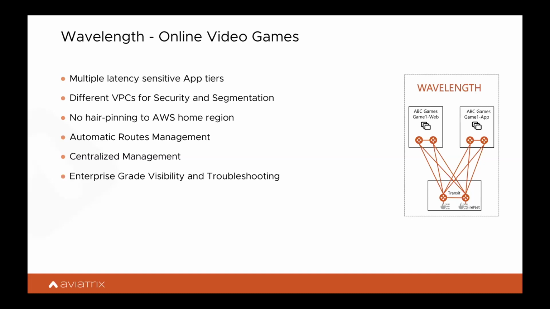Now these applications, these games, want to make sure that there is inspection going on properly, and that there is encryption. Everything is provided through the Aviatrix architecture. So all the routes, automatic route management, the centralized management is pretty much the same way. Basically, everything is a simplified deployment. Customers are also getting the benefits of enterprise-grade visibility and troubleshooting. All right, so can we go to the next slide?